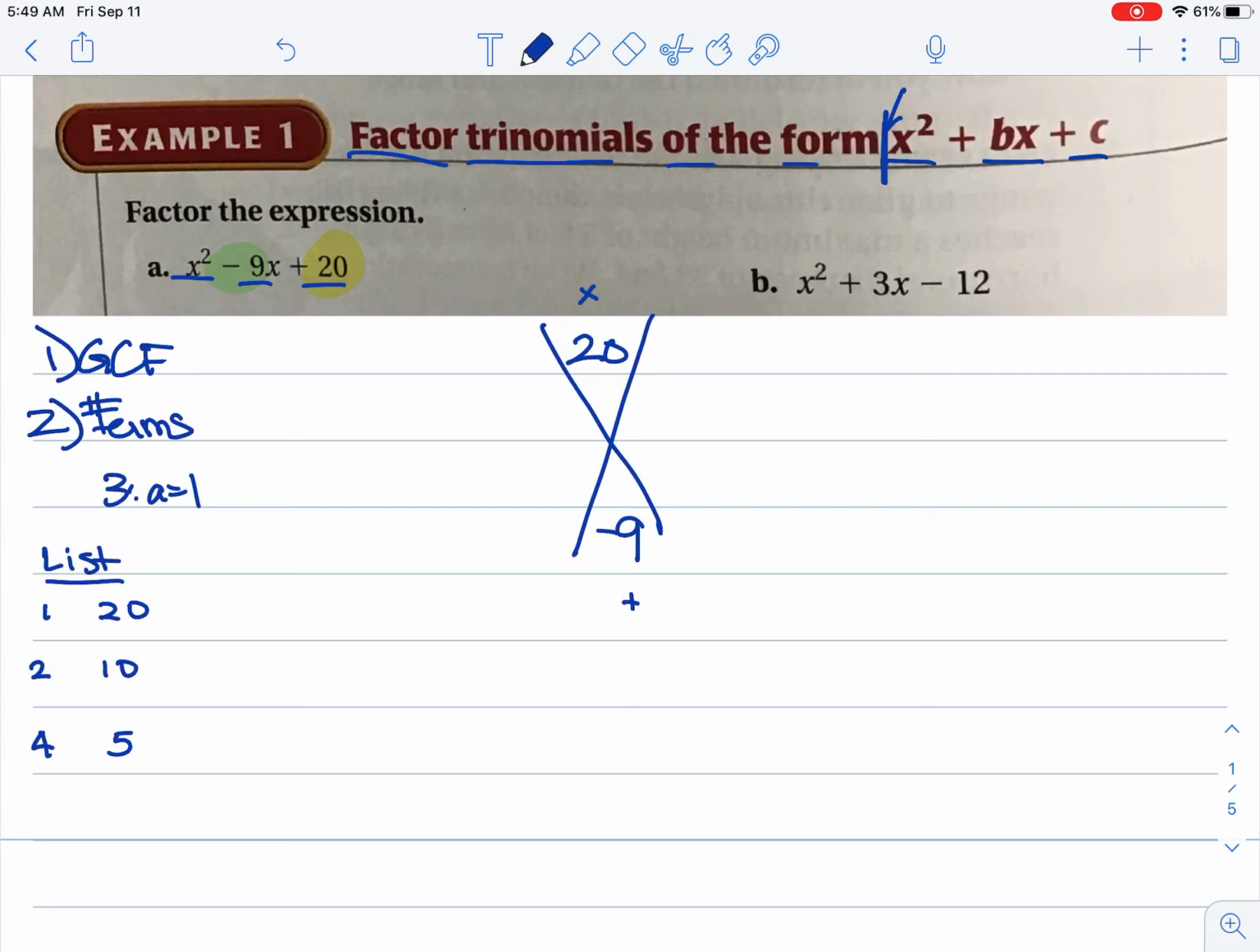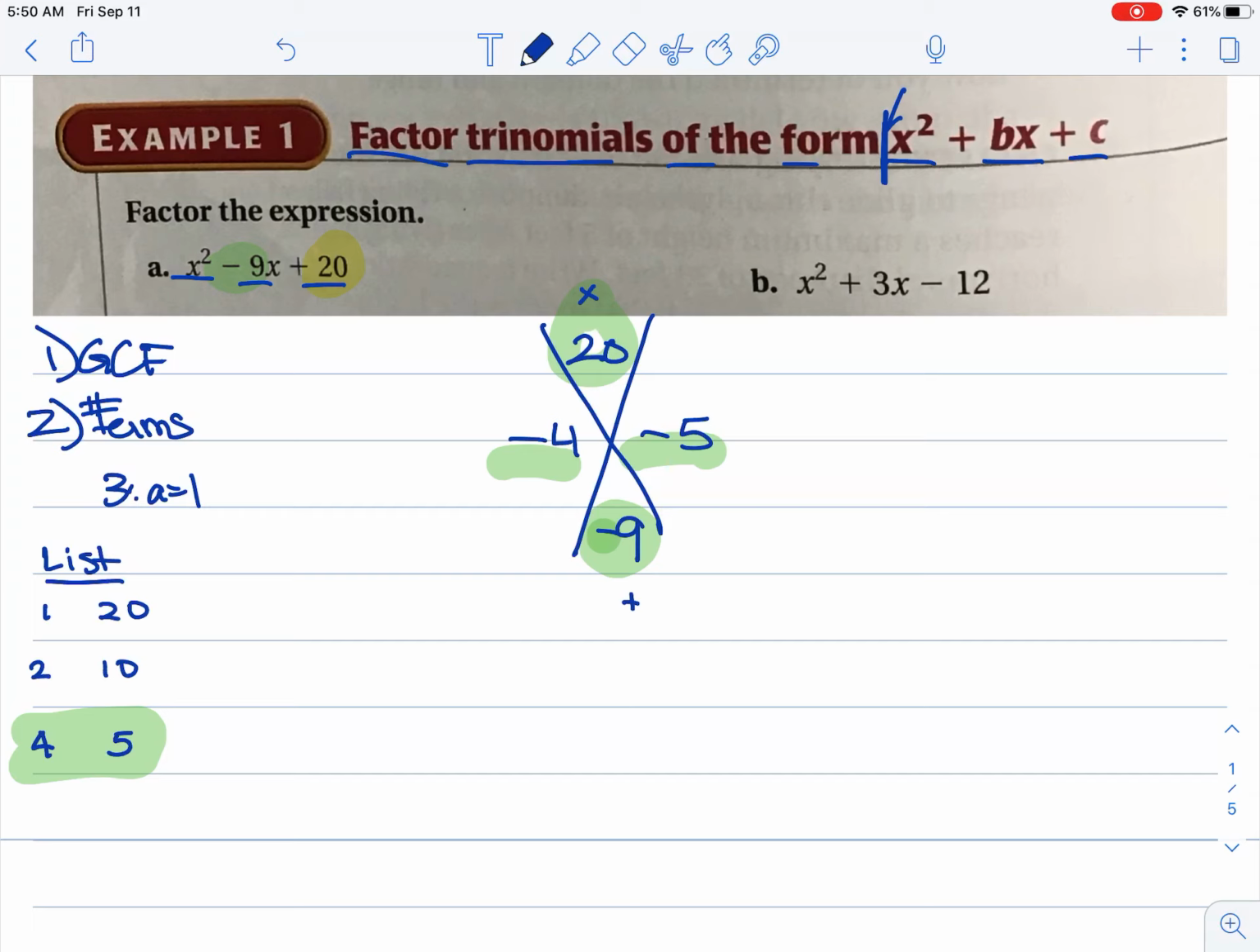So which of these numbers could make, either by addition or subtraction, a 9? And I see it right here. So I know 4 and 5 can make a 9, but remember, this is a -9. So for that to work, they both have to be negative, okay? So then let's double check it. Does -4 times -5 equal +20? Yes. Do -4 and -5 add to -9? The answer is yes. Okay, so we're good.